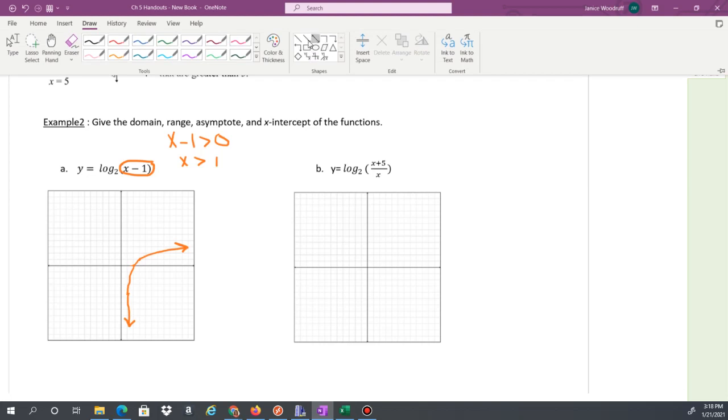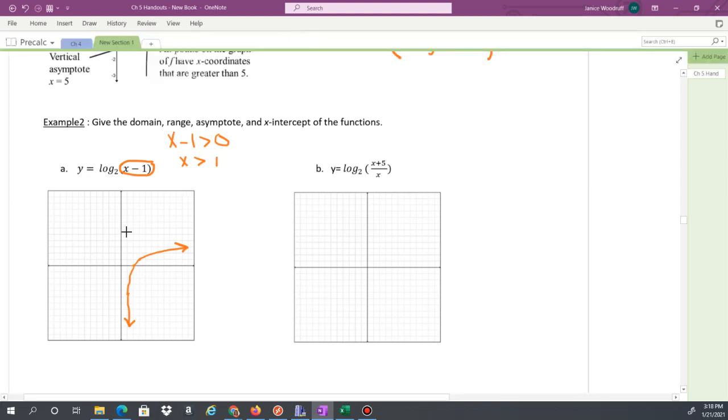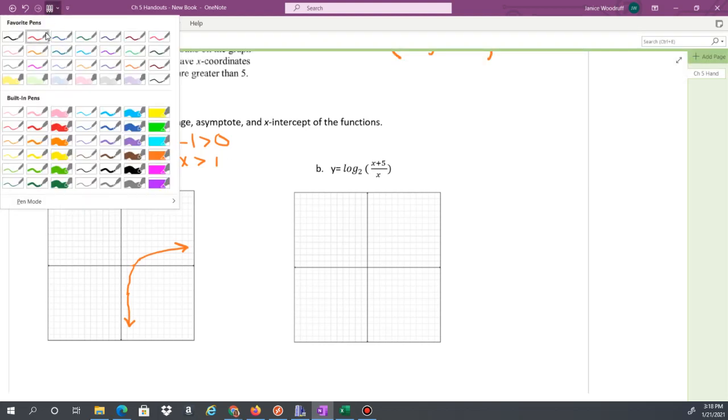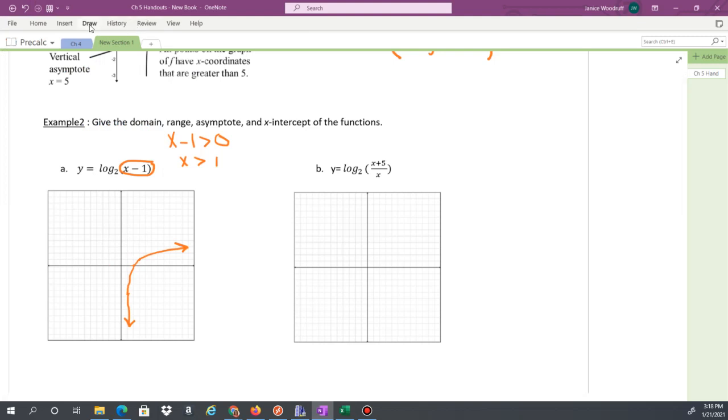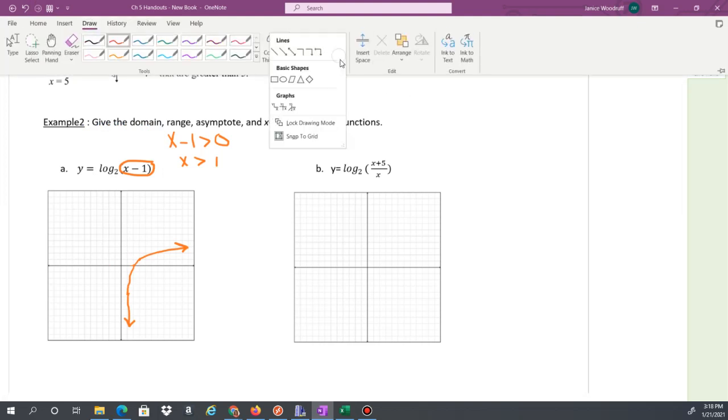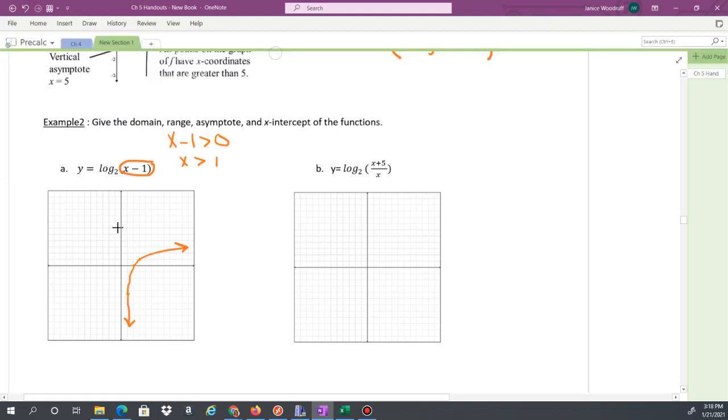And then we can draw our vertical asymptote. We'll draw that in a different color here. Didn't have a dotted line that I could draw there. Oh, it gave me the wrong type of line. There we go, vertical asymptote. So vertical asymptote at x equals 1.